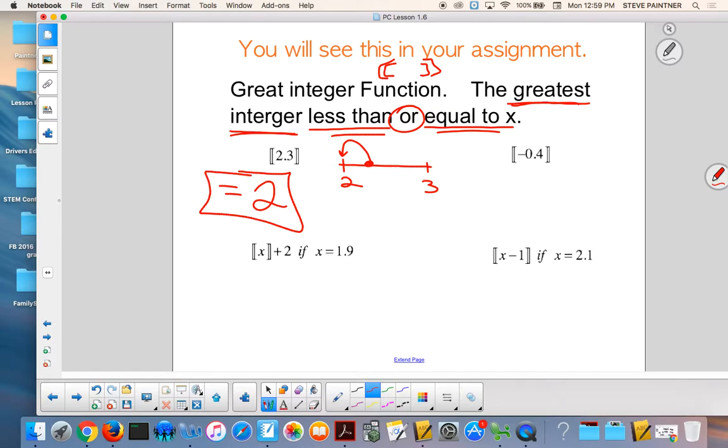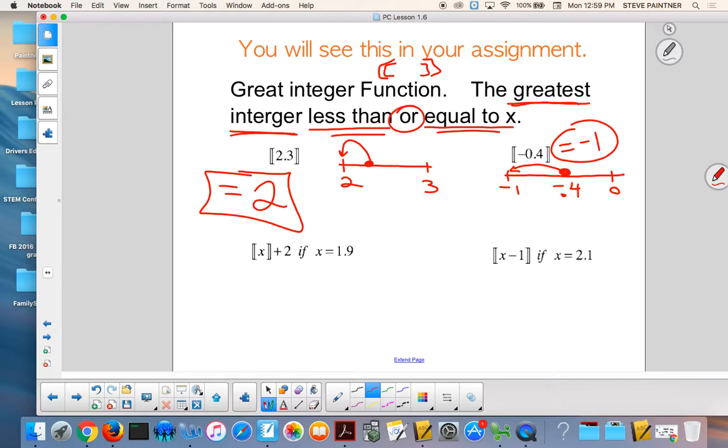Okay, this one. Where does negative 0.4 sit between? 0 and negative 1. It's about here, I suppose. So the greatest integer function says, give me the greatest integer less than negative 0.4. Negative 1. It's got to go backwards, right? Back up. So you're right, it's negative 1. You catching on?